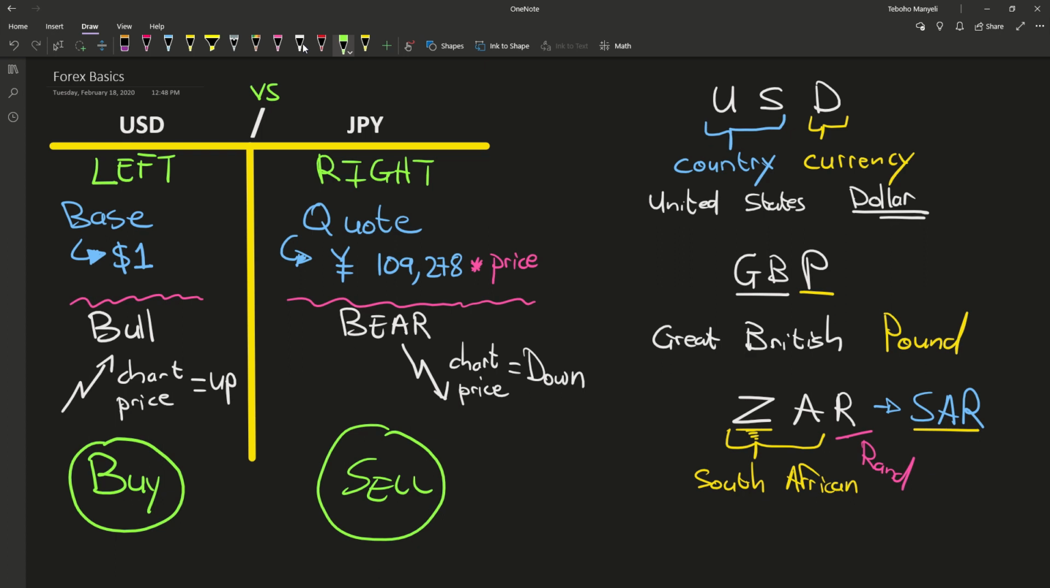So those are very important basics. Now that you know what buying and selling really means, it's just choosing a currency and hoping that the one that you chose is the one for you.